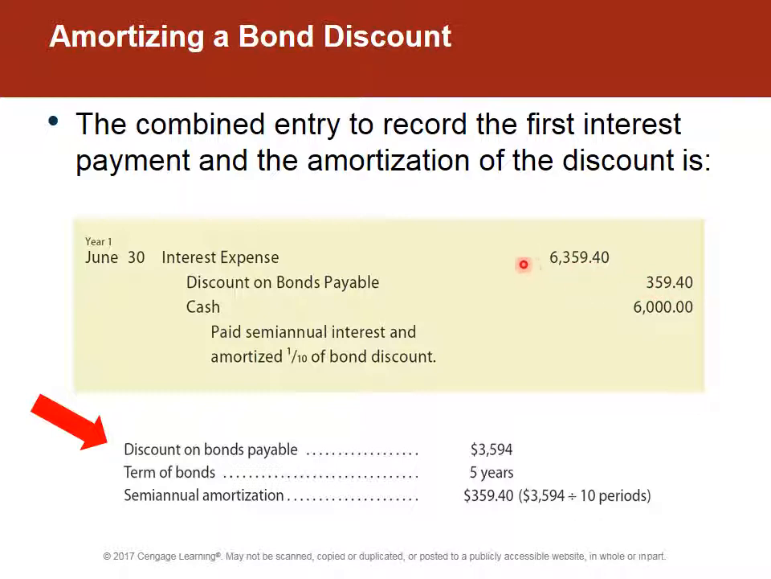$359.40, which means the interest expense has gone up. So interest expense is now reflecting a higher interest rate, which is really what the bondholders were looking for in the first place and why there was a discount in the first place.